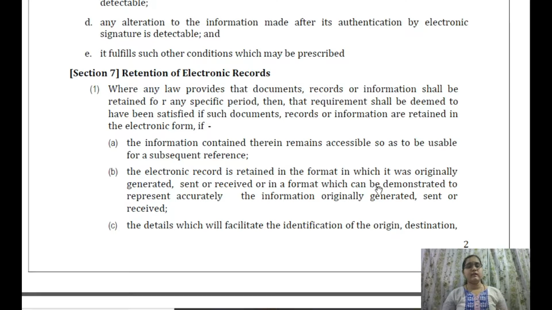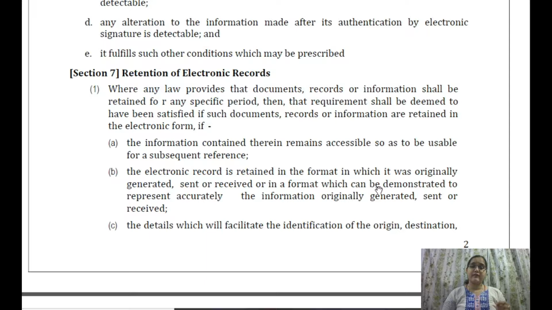What does it say? Where any law provides that documents, records or information shall be retained for any specific period, then the requirement shall be deemed to be satisfied if the documents, records and information are retained in electronic form. Means if any law prescribes that these books must be maintained for 6 years or 5 years, it is deemed to be complied with when we maintain books of accounts in electronic form also. That's why we have changed the Indian Evidence Act and Indian Penal Code, so that you can keep these documents in electronic form and validity remains. So what is that?